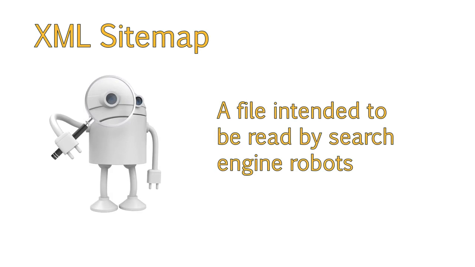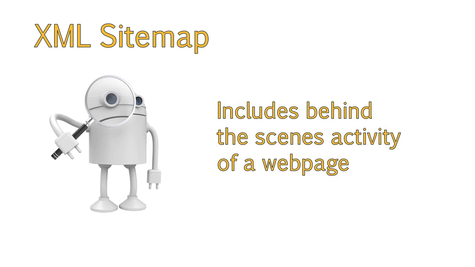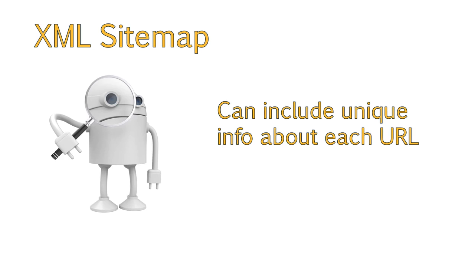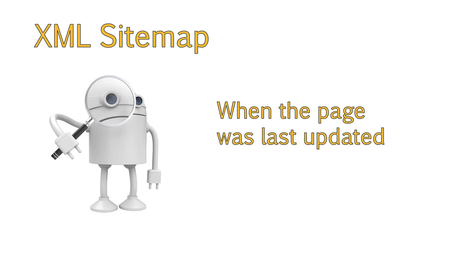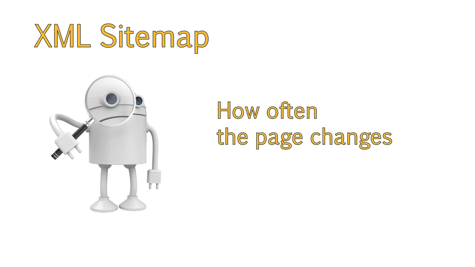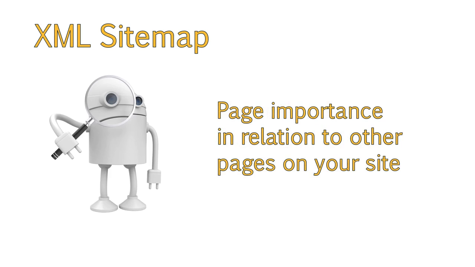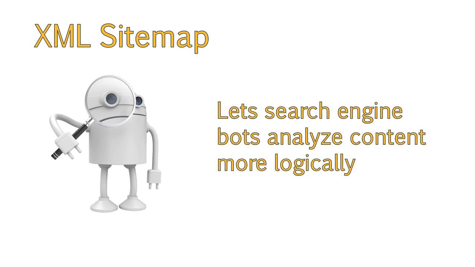An XML sitemap is a file intended to be read by search engine robots. This file includes a lot of behind-the-scenes activity of a web page. This can include unique information about each URL, which will provide search engines with additional data about that page. For example, you can include information such as when the page was last updated, how often the page changes, and how important the page is in relation to other pages on your site. This information allows search engine robots to analyze the content on your site in a more logical and intelligent manner.